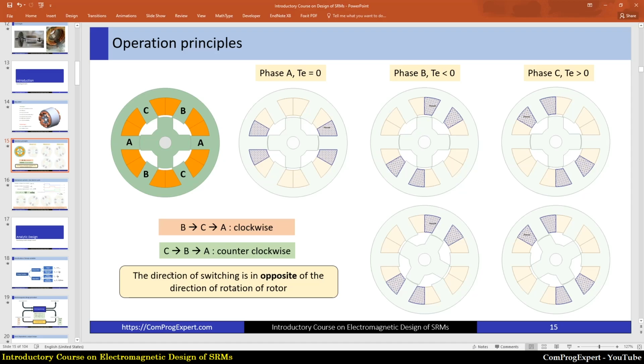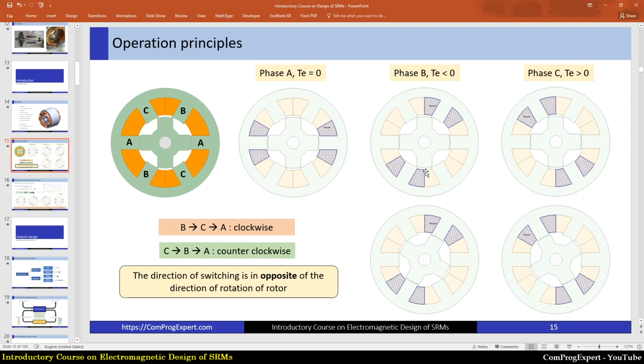So this is a 6x4 three-phase SRM, and as you can see here, if we want to have a continuous rotation, we should have a continuous switching of each phase. For a clockwise rotation, we should have a counterclockwise switching, and for counterclockwise rotation, we should have a clockwise switching. Here in this case, the value of reluctance torque doesn't depend on the direction of the current, right?